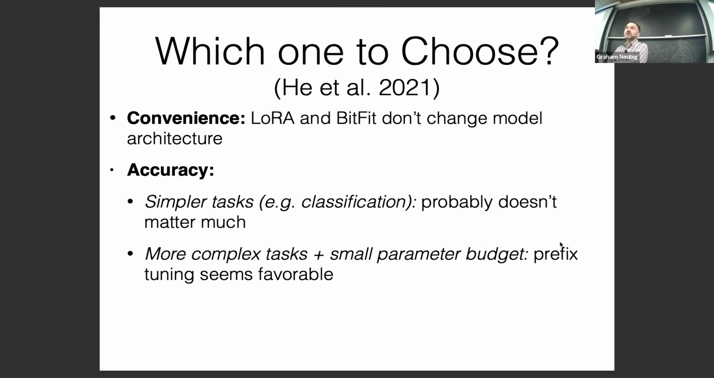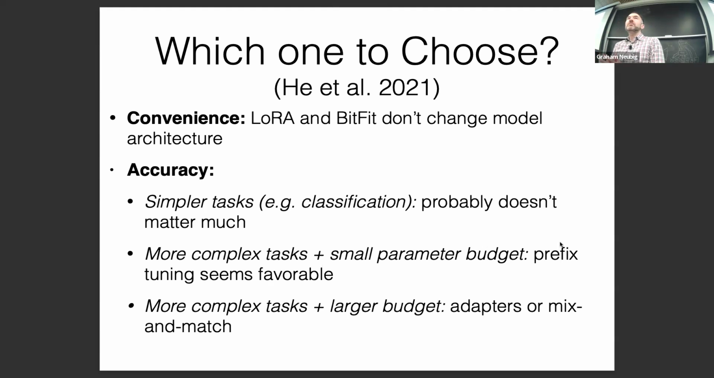For more complex tasks and a small parameter budget, we found prefix tuning to do a pretty good job. This is not a universal finding, but it's what we found in our paper. And then for more complex tasks plus larger parameter budgets, adapters or some sort of mixture of multiple methods can give you better results. So again, all of this is in the paper if you want to look at more details.